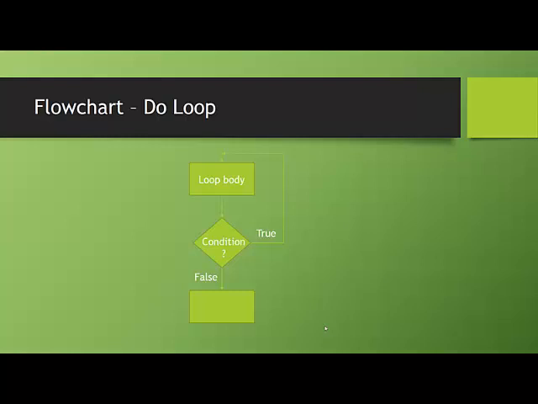In a do loop, we actually execute the loop instructions once before we even test whether we should continue to repeat those instructions. So the loop body is set before the condition. We test our condition, and we only continue to repeat those loop instructions if that condition is true. If the condition is false, we'll just continue on with the program.